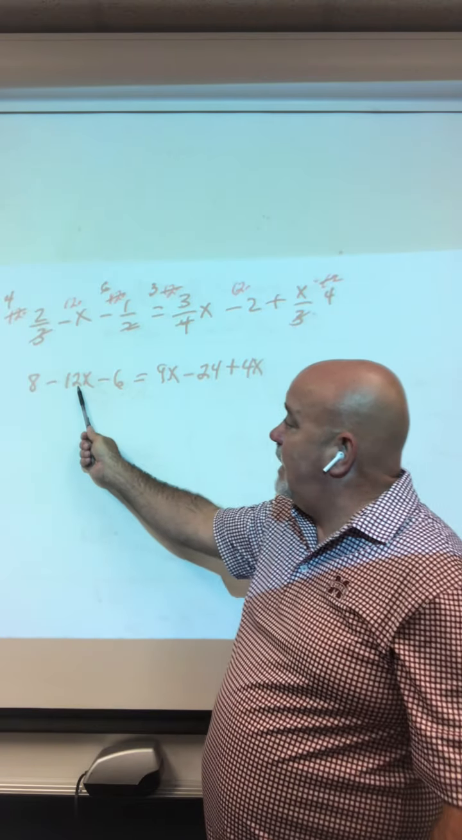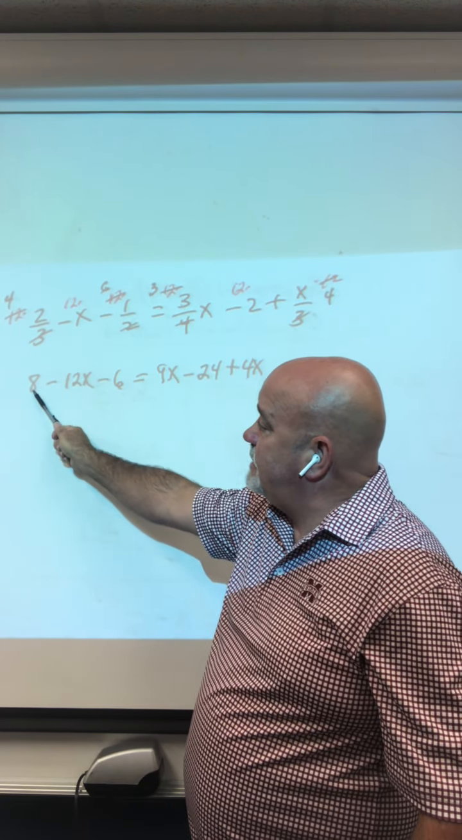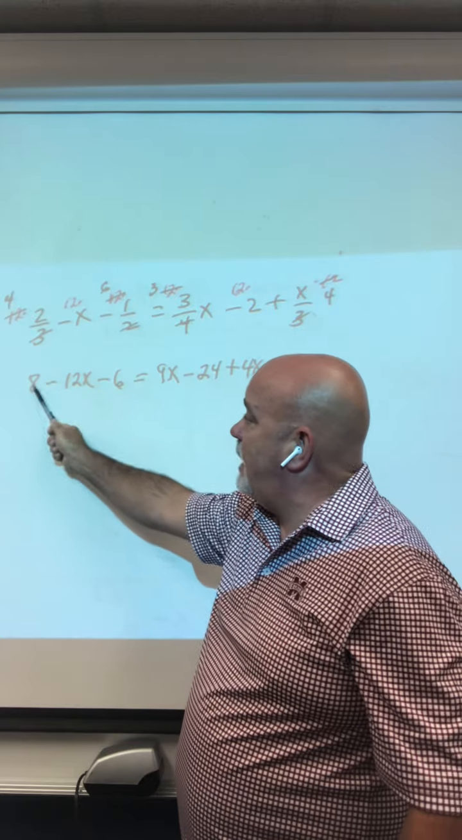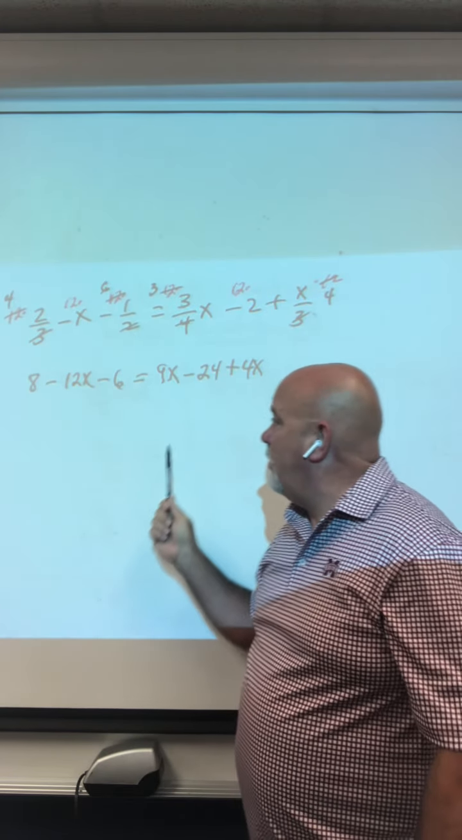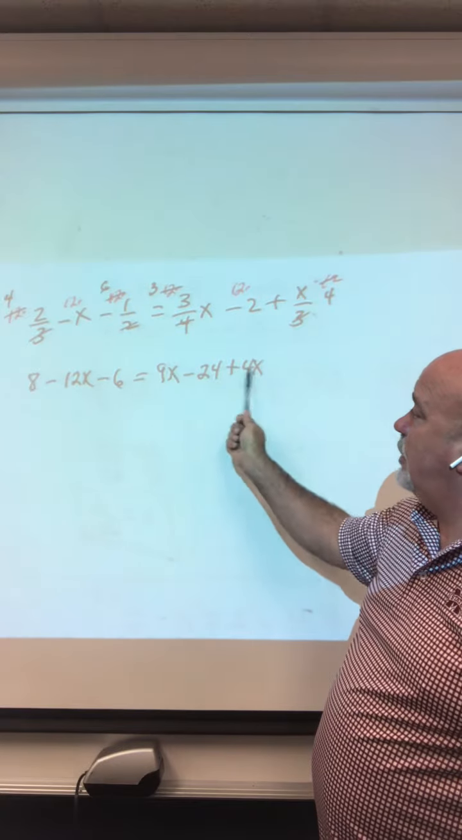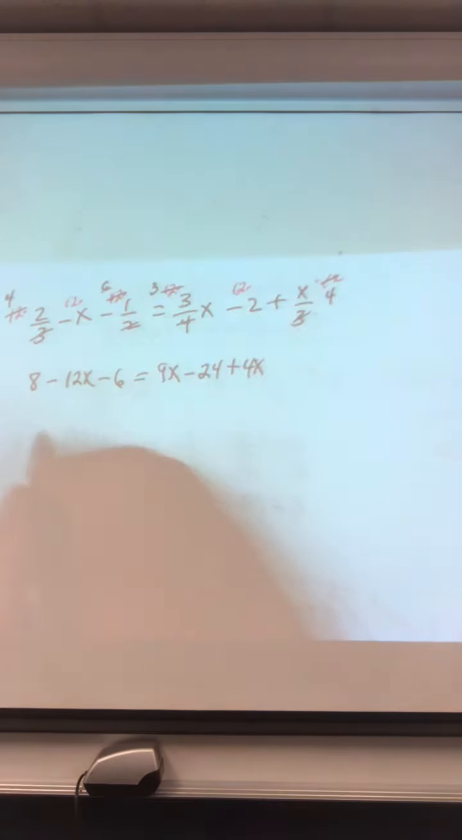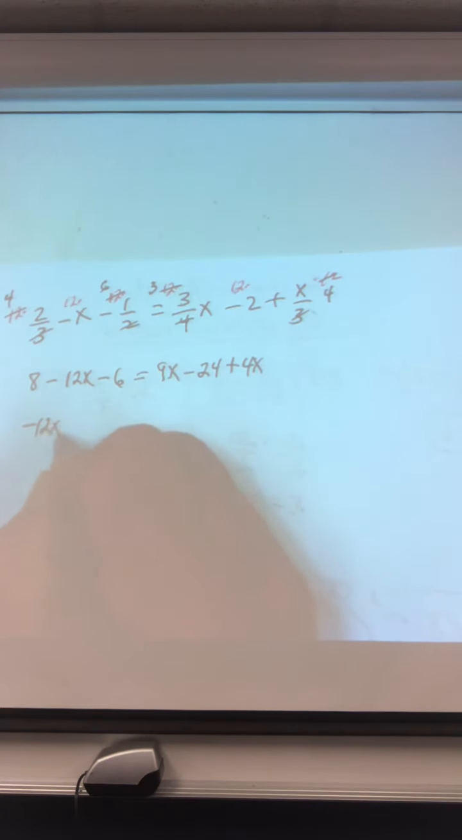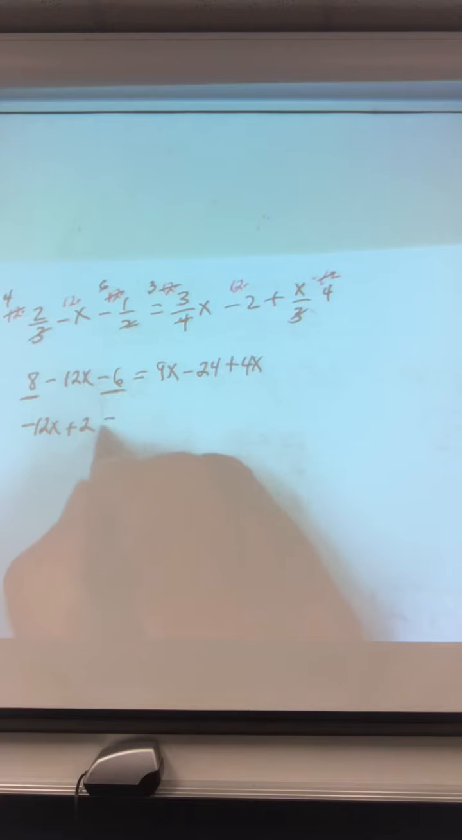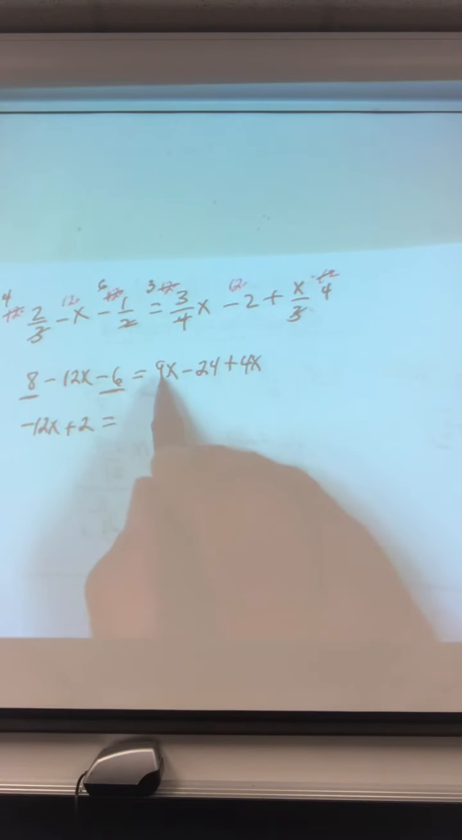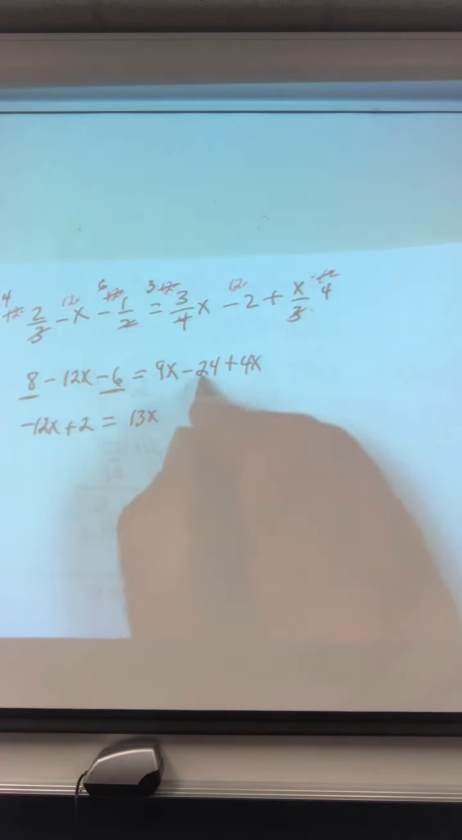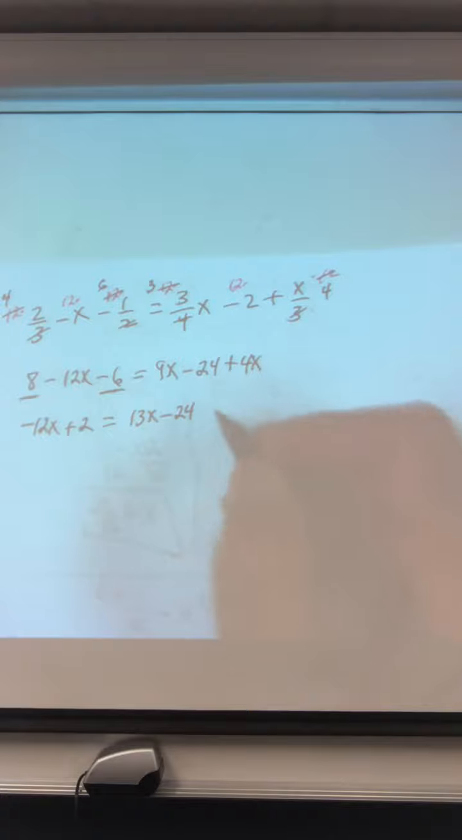So if you'll notice on this left side, this is a variable term, but this is a number term, this is a number term. So I can combine these two terms. On the right side, I can combine the two x terms together. So let me do that. On the left side, I'm going to bring down the negative 12x, but I'm going to combine the 8 minus 6. 8 minus 6 would just simply be plus 2, equals. Now the right side, 9x plus 4x is 13x, and then just bring down the minus 24.